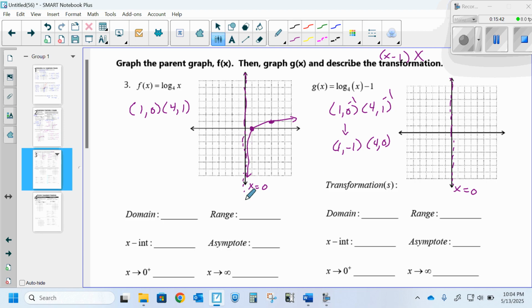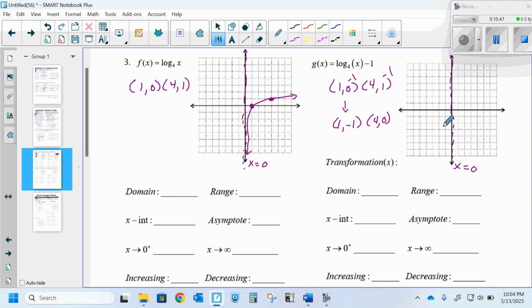I didn't even finish answering those questions, did I? Sorry about that. You are graphing 1, negative 1, and 4, 0. So it looks the same, except the graph went down 1. I totally didn't even answer these questions. Sorry. So domain, range, as x approaches 0 from the right, your y value is going down.